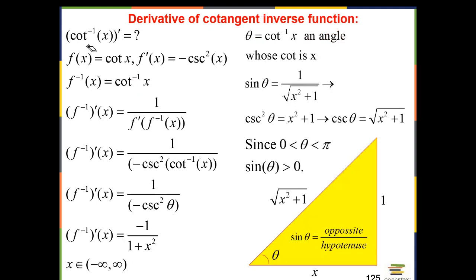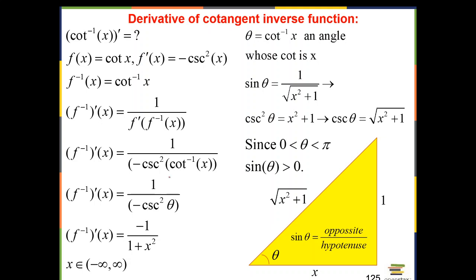Here is the next one, cotangent inverse. Again, we use the same trick. Cotangent inverse is the inverse of cotangent. And we know the derivative of cotangent is negative cosecant squared. So what's the derivative of cotangent inverse? It is 1 over the derivative of cotangent evaluated at the inverse. So the derivative of cotangent inverse is 1 over the derivative of cotangent, which is negative cosecant squared, of cotangent inverse.